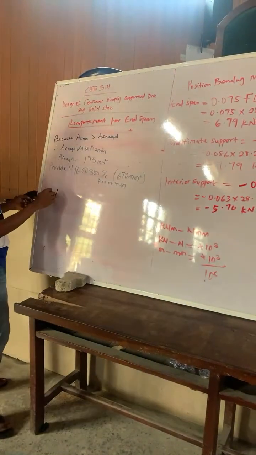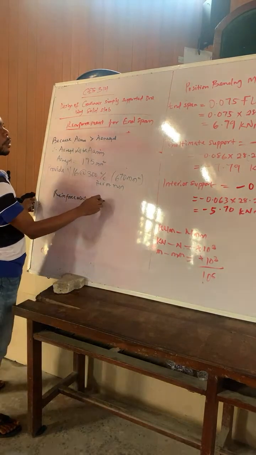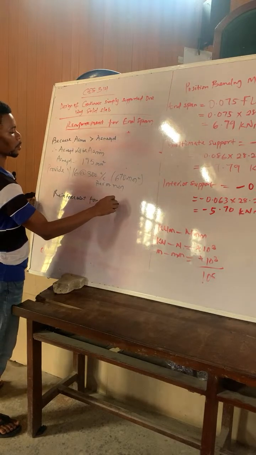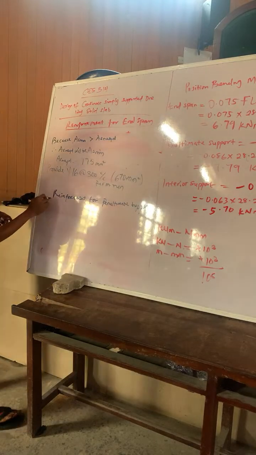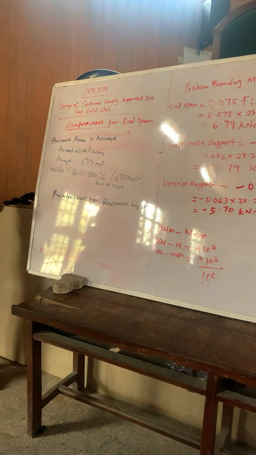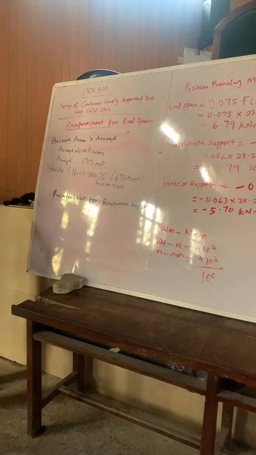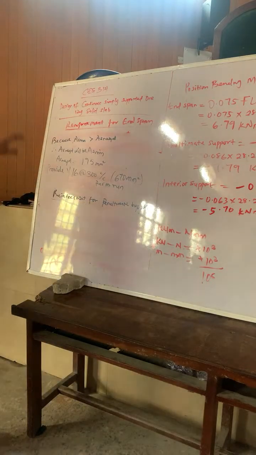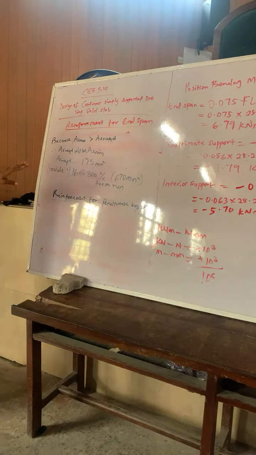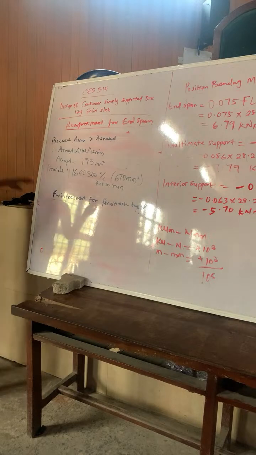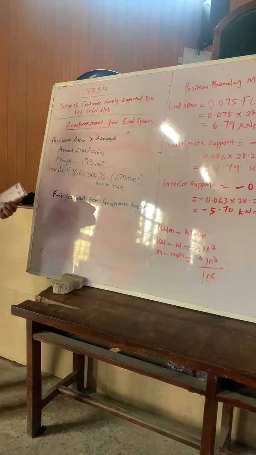So now let's move to reinforcement for penultimate support. It's just repetition of the same thing. Our moments will just change. Everything we did under reinforcement for end span, you do everything for penultimate and for interior support. Should we do it? Let's do it because of our online viewers.